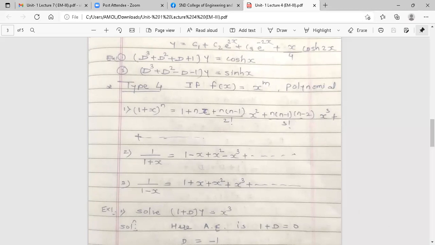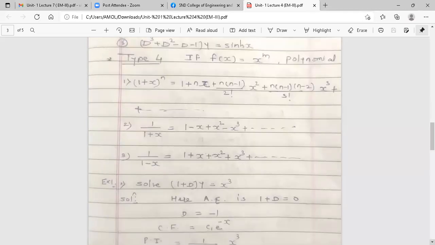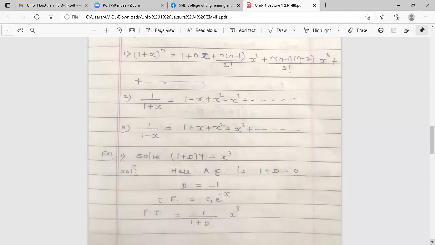Now the example to find the PI when your function is a polynomial function. See the example. Solve 1 plus D into y is equal to x cube. Here the auxiliary equation is 1 plus D equal to 0, because the example is in the reduced form of phi of D into y equal to f of x. So your phi of D is 1 plus D. Equate it to 0. You will get the auxiliary equation. And so the value of D is here minus 1, because it is a linear equation and the root is minus 1. So the complementary function is c1 e raised to minus x here.